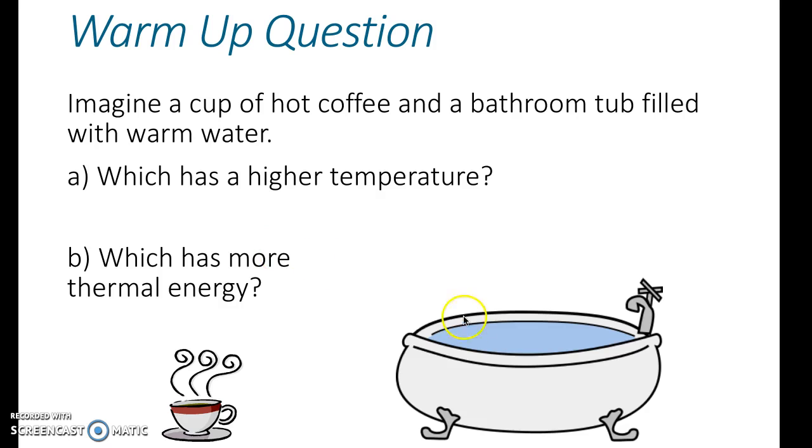The answer here is the bath, and the reason why is because while the coffee has a higher temperature, the thermal energy is very concentrated in a small amount. In this case with the water, there's a lot of water, and that thermal energy is distributed throughout it. If you were to take all of this thermal energy in this tub and put it into that coffee, the coffee would evaporate instantly because there's so much more thermal energy in this tub than there is in the coffee.